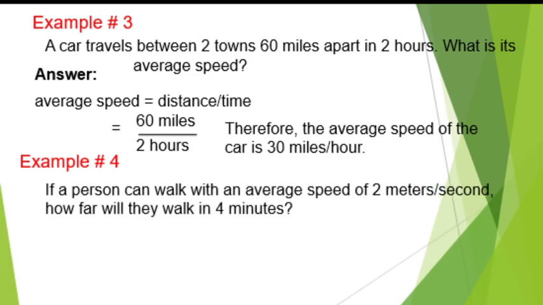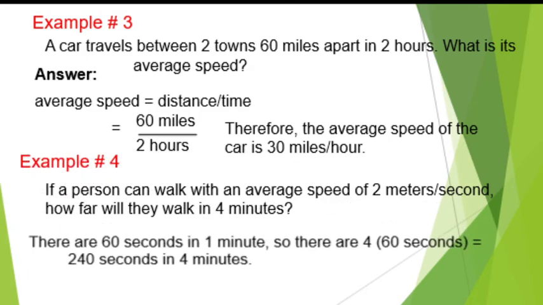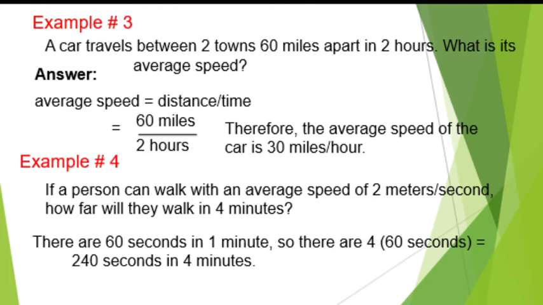Example number 4. If a person can walk with an average speed of 2 meters per second, how far will they walk in 4 minutes? Again, if a person can walk with an average speed of 2 meters per second, how far will they walk in 4 minutes? Okay, so let us solve. Since 60 seconds is equal to 1 minute, we have 4 minutes. Let's convert that into seconds. So 4 times 60 is equal to 240 seconds.